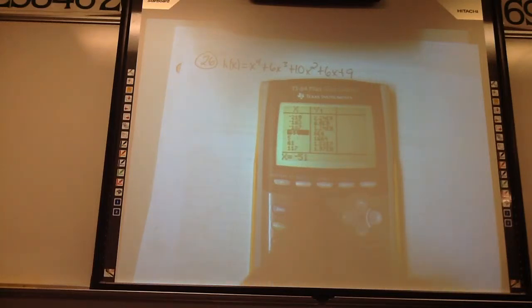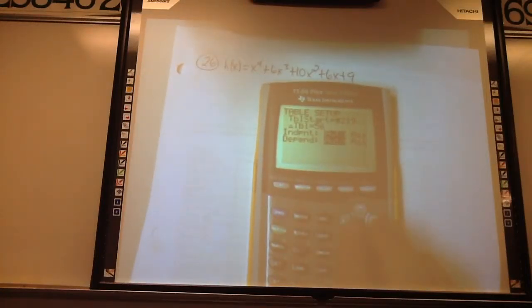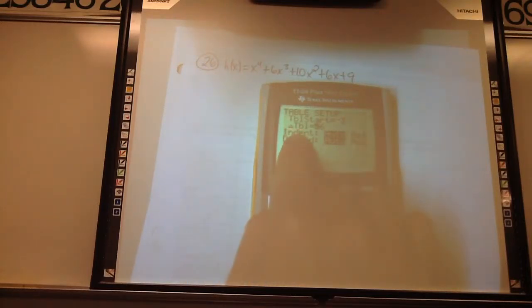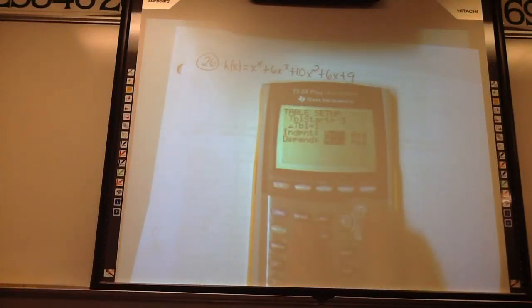So what you're going to do, see above window how it says TBL SET? That's table setup. So you're going to go to table setup. Hit second, then that one. Table start is where do you want your table to start? 0. Probably 0. Or you can put -3, isn't that the one we think it is? What do you think the triangle means? It's the change in the table. So what do you want the x's to go by? Do you want them to go by 1s, 0.5? Let's just go by 1s.